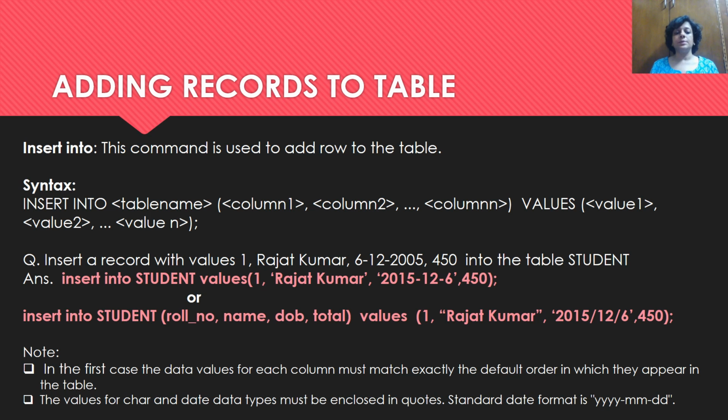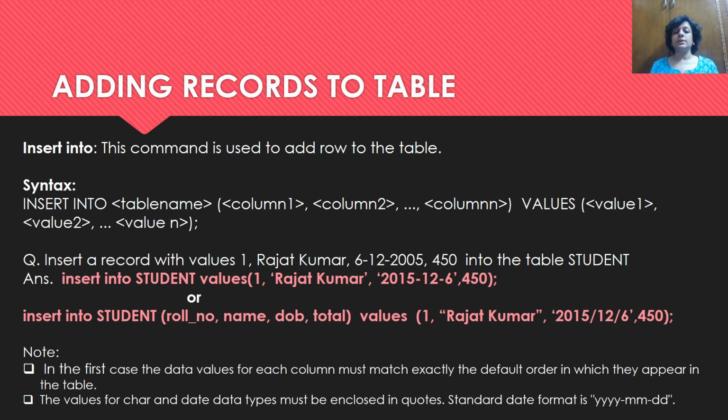Adding records to a table. Insert into. This command is used to add row or record to the table. You can view the syntax of this command on the screen. Insert into are keywords, which are followed by the name of the table in which we have to insert record. After that, the names of the columns are enclosed in parentheses. And then we write the keyword values, and then the values for the columns are given, which are again enclosed in parentheses.